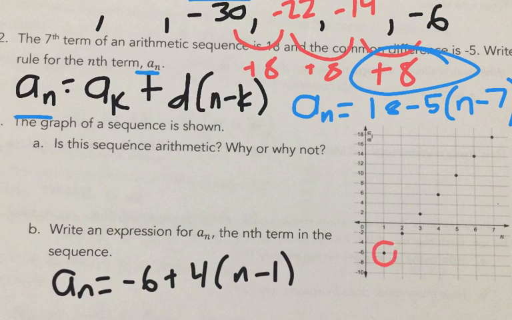Because here you chose the first term. Its value was negative 6. So you plug in negative 6 as your a sub k, plus the common difference was 4 times n minus, that was the first term in the sequence, n minus 1.